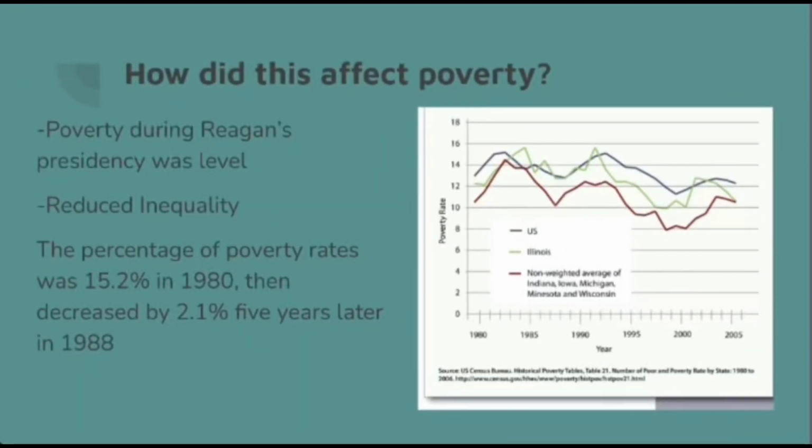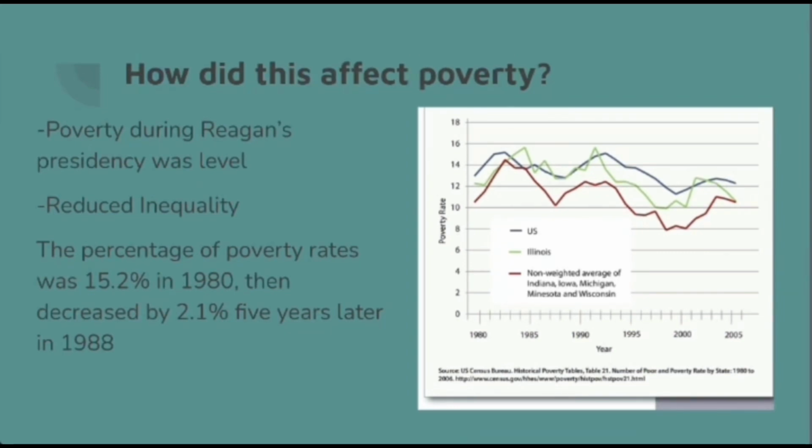Reaganomics also affected poverty a lot. The rate of poverty at the end of Reagan's term was the same as in 1980. Cutbacks in income transfers during Reagan's years helped decrease inequality and reduced poverty. This plays along with the fourth pillar of Reaganomics. The percent of poverty rates was 15.2% in 1980 and then decreased by 2.1% 5 years later in 1988. Because homeless rates were noted by critics, President Reagan saw that he had to do something about it.